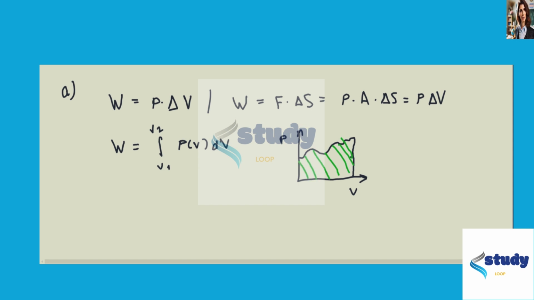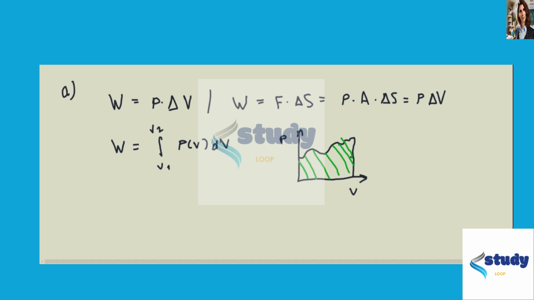This is generally true for any kind of function. When we integrate a function, like in this case P over V, any function over its argument, the integral will be equal to the area below the curve for a monovariable function, a function that has only one variable. Therefore, in such cases, the integral is equal to the area below the curve on the graph. So in this case, that is also true.